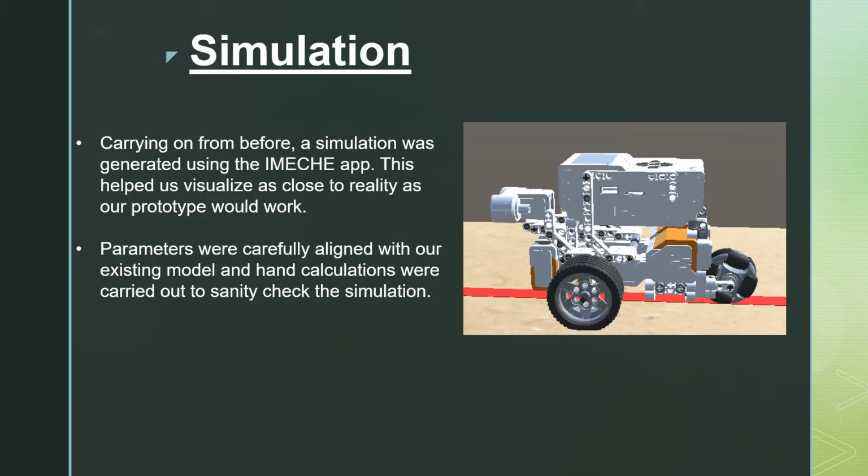So, carrying on from before, the simulation was generated with the aid of the provided iMechie software. This enabled us to visualize and emulate our previous paper and spreadsheet calculations, which helped us enormously to fine-tune aspects of the vehicle, such as its speed and energy consumption. These parameters were carefully aligned as our planned prototype would manifest, and hand calculations were done to sanity check the data outputted by the simulation.